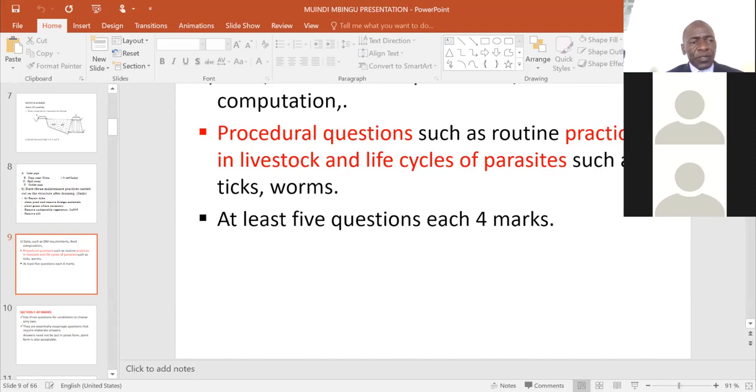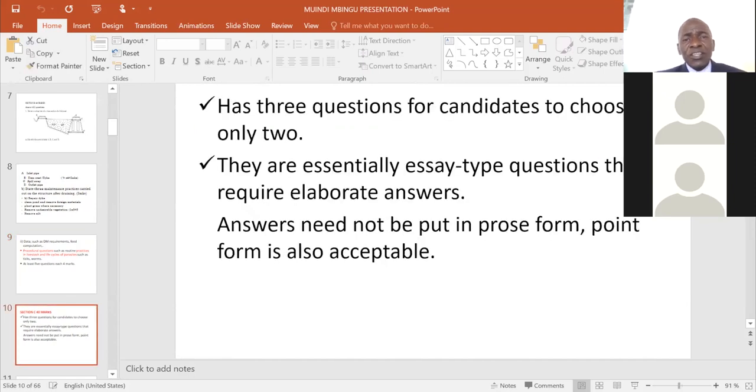Thank you. Now, section C has 3 questions. The candidates are required to choose only 2. They are essay type questions, which are often split into parts.